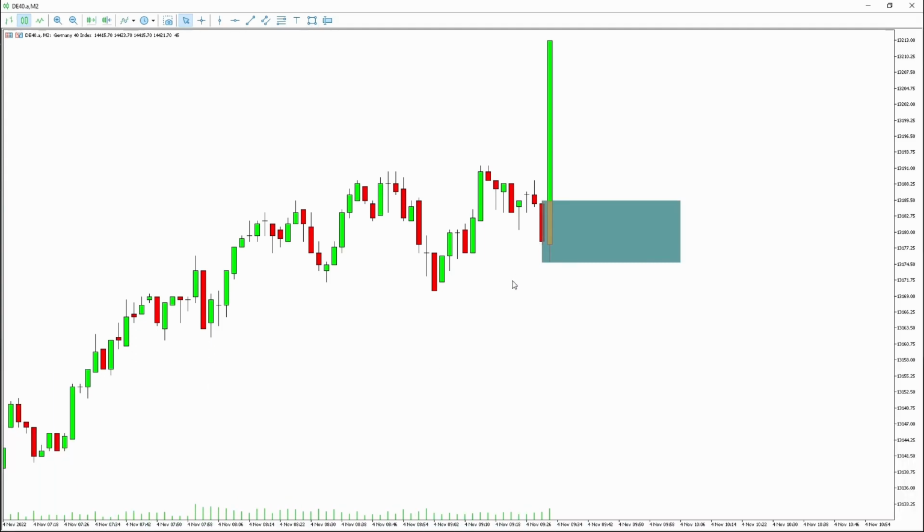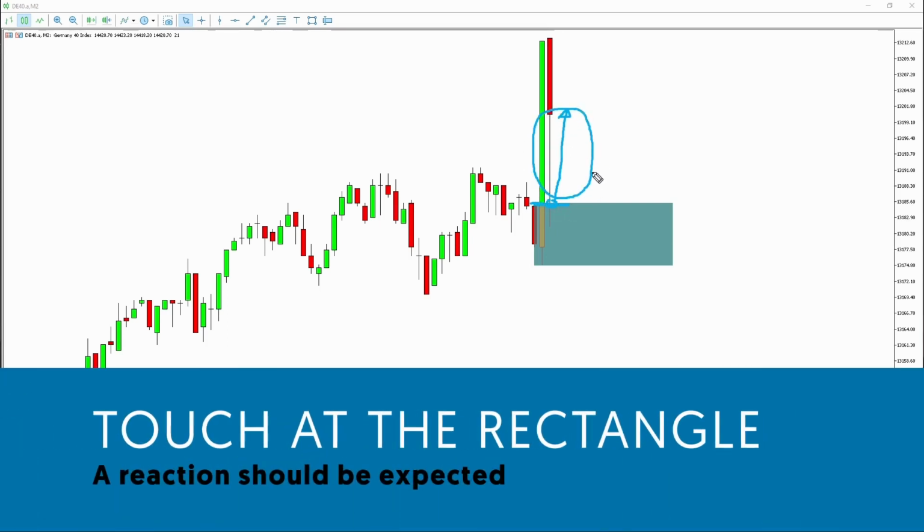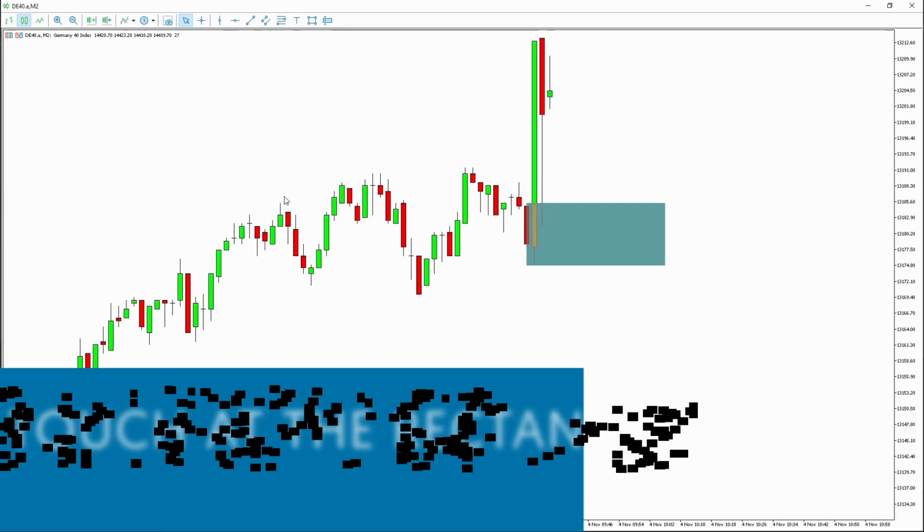Look what happens later. The next candle quickly came to the level where the price broke the previous candle and rejected very fast. And these are the types of rejections that we want to trade and take advantage of. Let's look at what happens next.